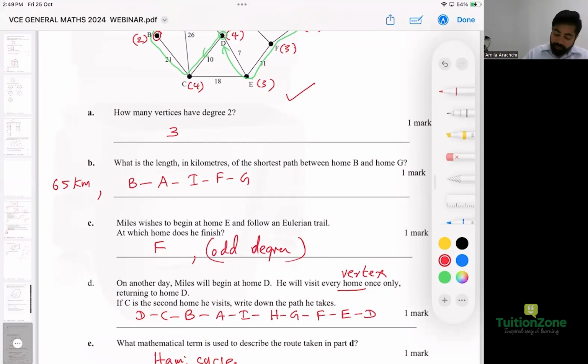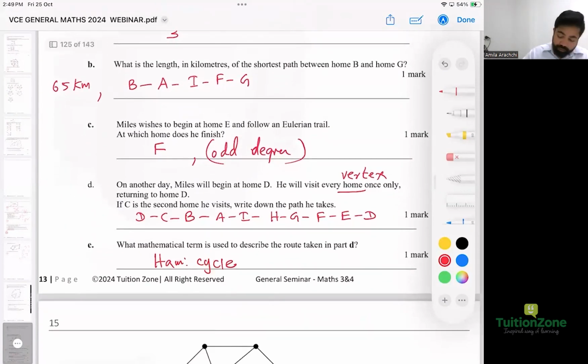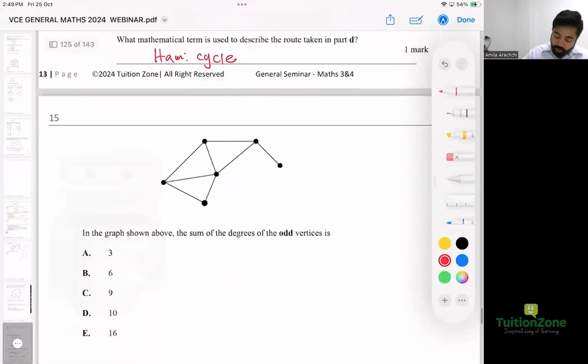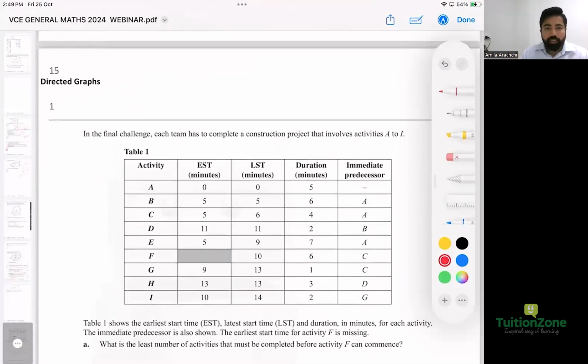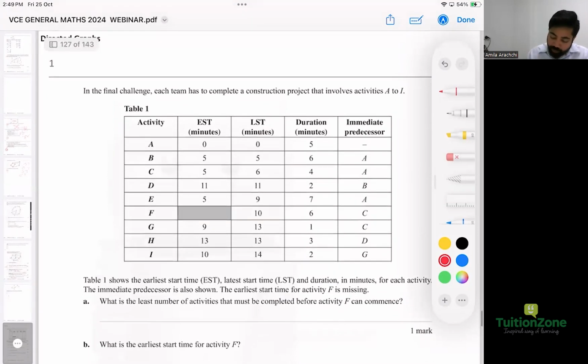All right, let's move on to the next question. We're going for a bit of the directed graphs. All right, so we do have the table, and can we start doing the first question? First question. So what are we looking for? What's missing? Maybe for this whole question, can we draw the network, the activity network, activity diagram?